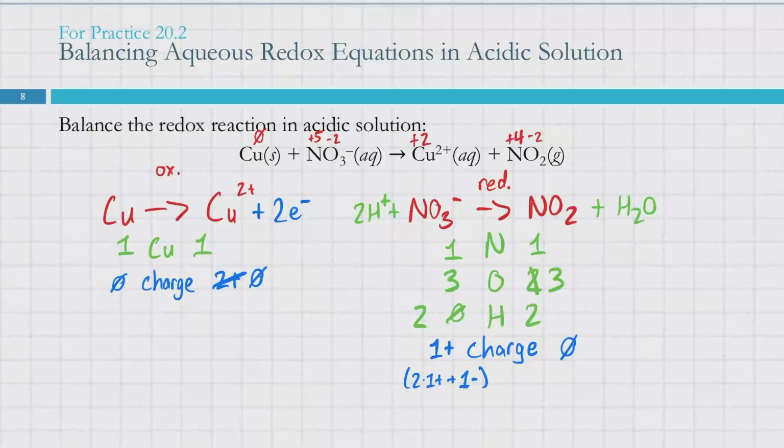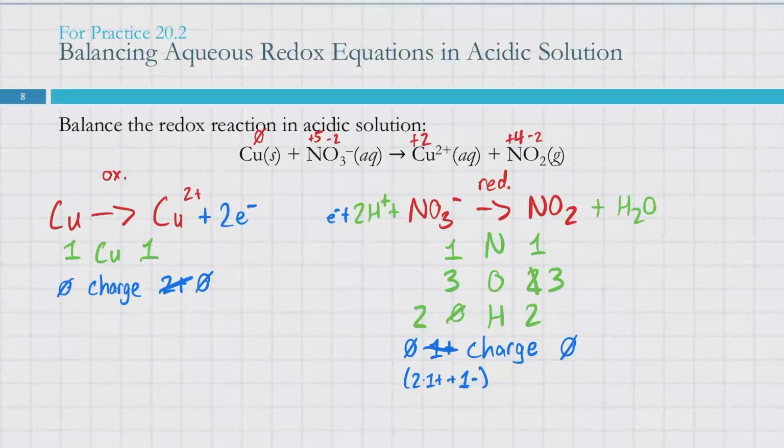To get that to balance out, we add in an electron to bring that 1+ charge down to a 0. What's next? Yeah, we have to balance with respect to our electrons. We've got 2 electrons in our oxidation half reaction. We've got 1 electron in our reduction half reaction. So we can double our reduction half reaction. So we get to multiply all those coefficients, the numbers in front, by 2.